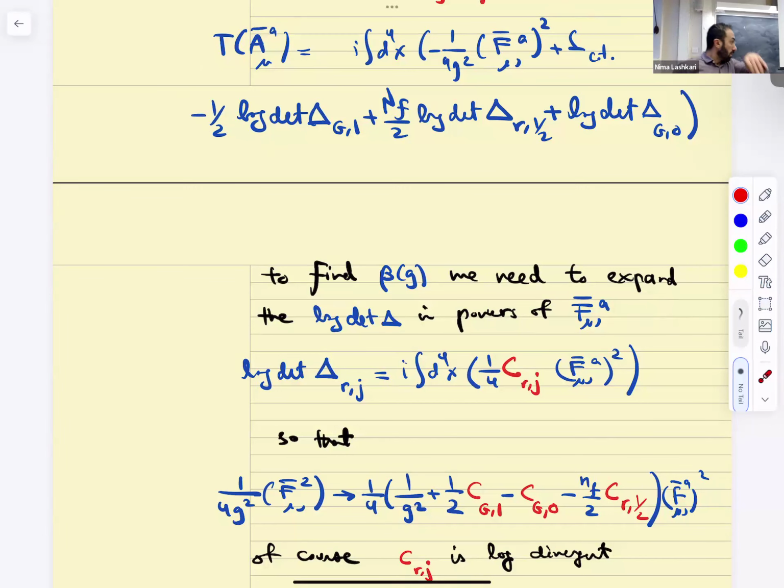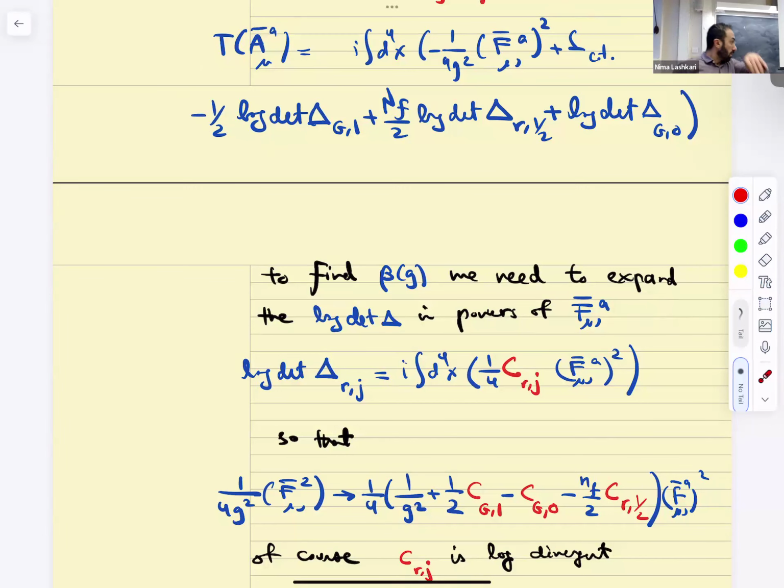So when G goes to infinity at some energy scale, what does it mean? What does it say? We had the action. G goes to infinity, the action becomes 0. All right? What does that tell you in the path integral?